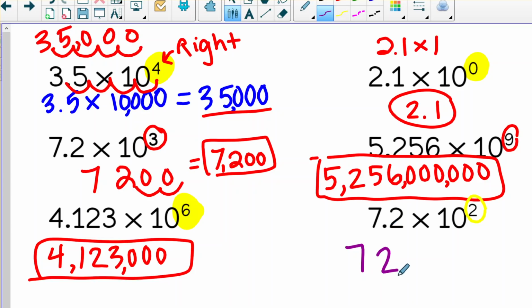Last but not least, this exponent of 2 tells me to move my decimal 2 places. So that would be 1 and 2. So my answer is 720. To sum this up, the shortcut that we can use is to look to the exponent, and that is the number of decimal places that you need to move your decimal from the original expression.